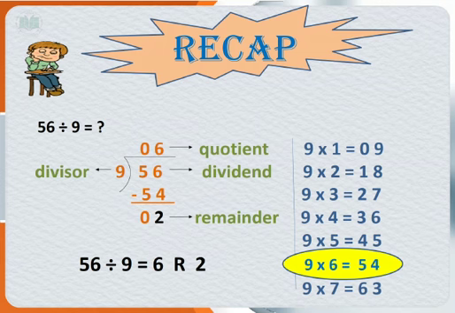Let's see the example. 56 divided by 9. Here the 56 is dividend, which is divided by 9. So we can say 9 is a divisor. Read the table of 9 and find out the number which is less than 56. Here we can see 9 6s are 54. We can say 6 is the quotient and 2 is remainder.